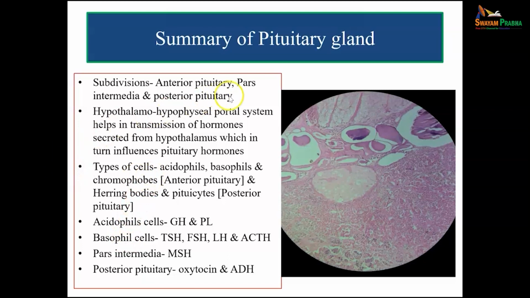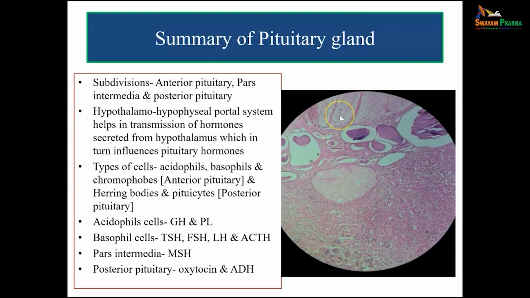Summarizing the features of the pituitary gland, the pituitary gland is divided into the anterior pituitary, pars anterior, an intermediate lobe called pars intermedia, and a posterior pituitary called pars nervosa. A hypothalamo-hypophyseal portal system helps in transmission of hormones from the hypothalamus, which influences the pituitary hormones. Coming to the types of cells in the anterior pituitary, there are chromophil cells like acidophils and basophils. There are chromophobe cells which stain less.